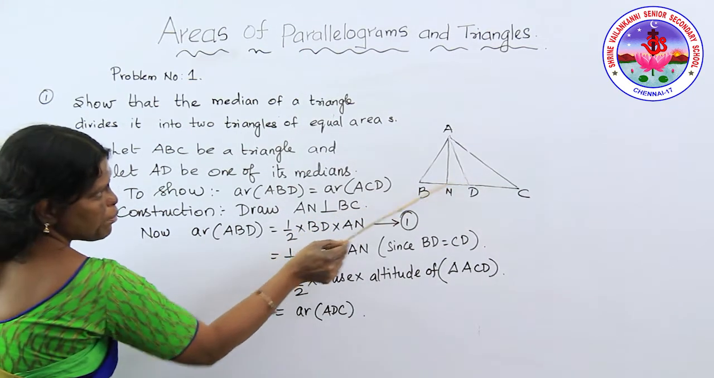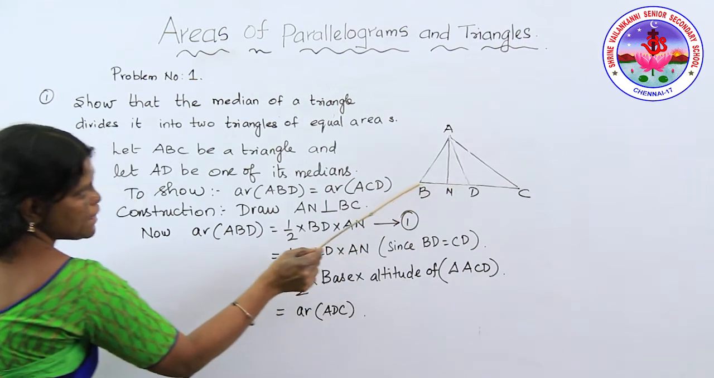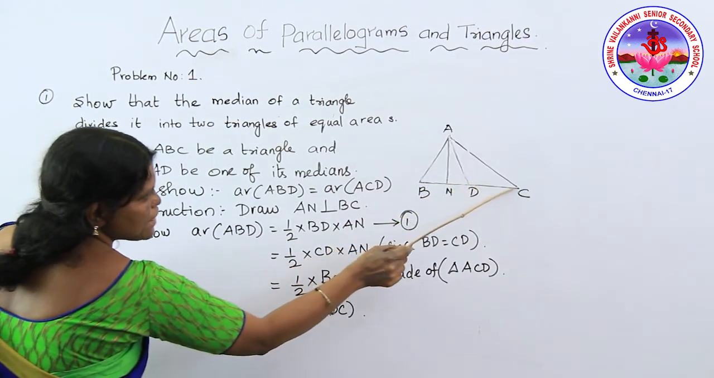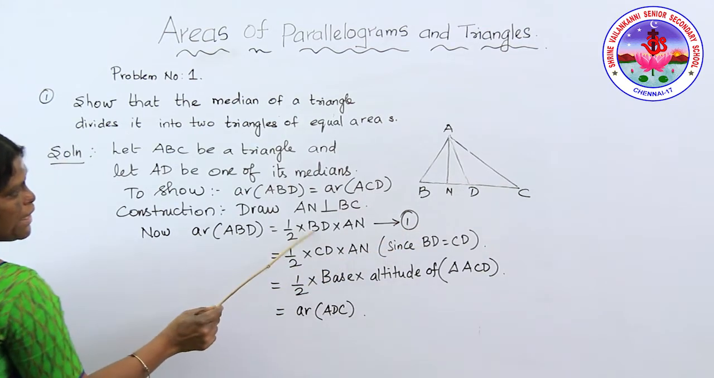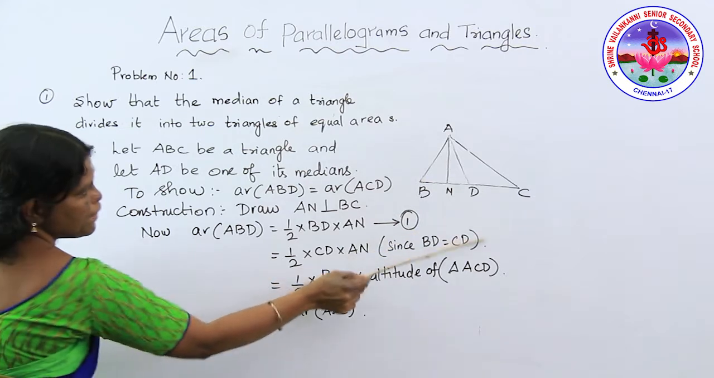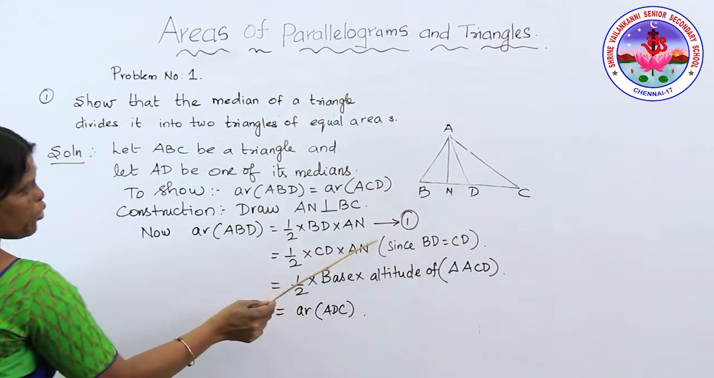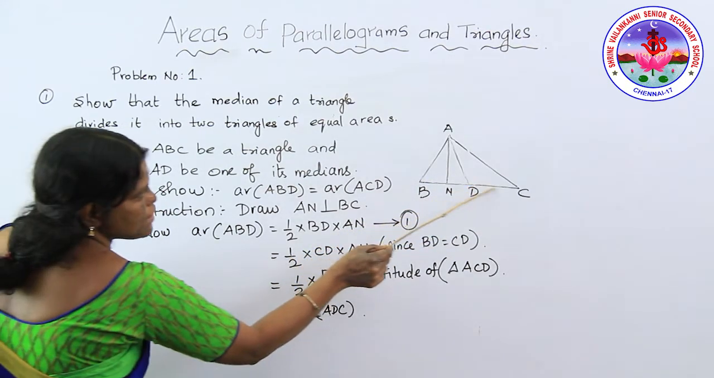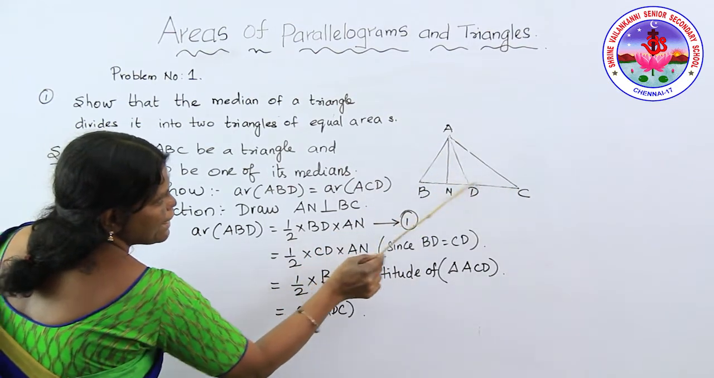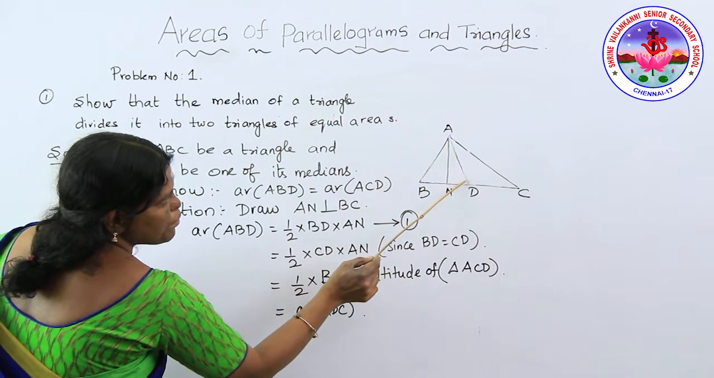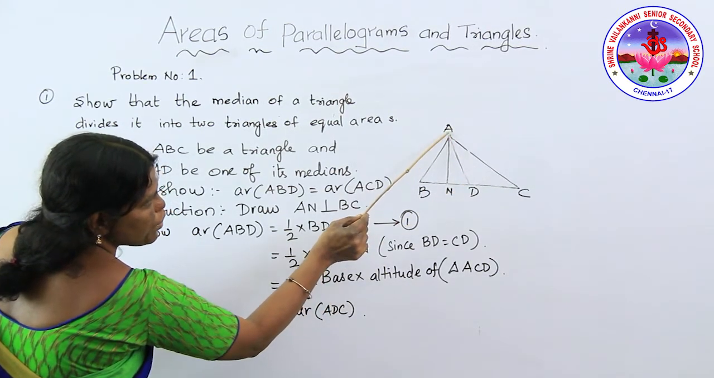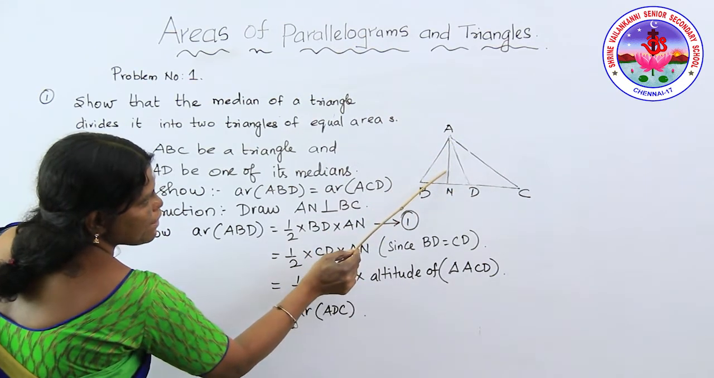Since D is the midpoint of the base BC, instead of writing BD, I can replace BD with CD. So I am writing here half into CD into AN. I've written the reason: D is the midpoint. Now you see here CD and AN. CD belongs to the triangle ADC. This ADC is an obtuse angle triangle. In an obtuse angle triangle, the altitude lies outside the triangle.